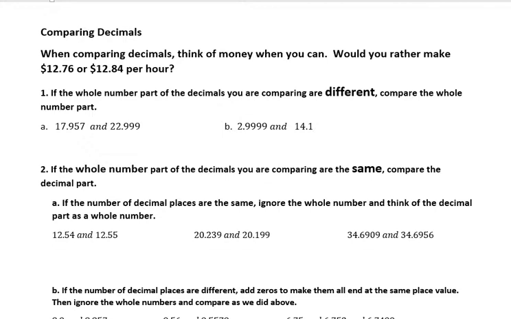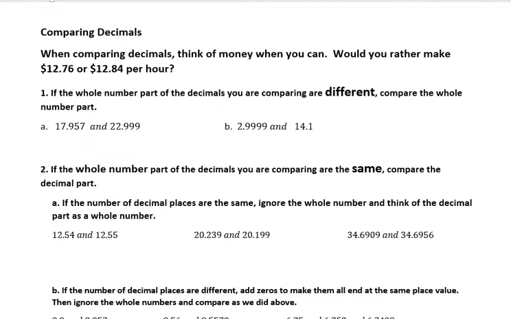When comparing decimals, think of money when you can, because that's something we deal with a lot and would make sense. So would you rather make $12.76 an hour or $12.84 per hour? And hopefully you'd rather make the $12.84, which is more per hour.